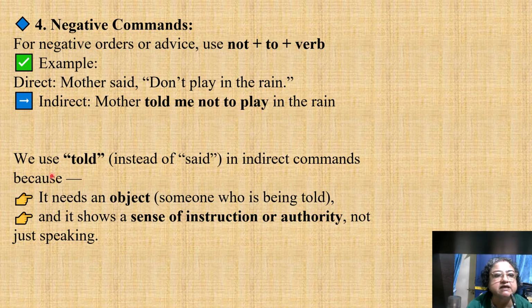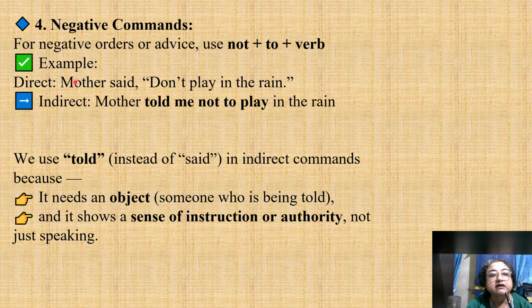Remember this: we use told instead of said in indirect commands because it needs an object, someone who is being told, and it shows a sense of instruction or authority, not just speaking. In the example you have seen, the object is here, me. So, mother said don't play in the rain. So you need an object.